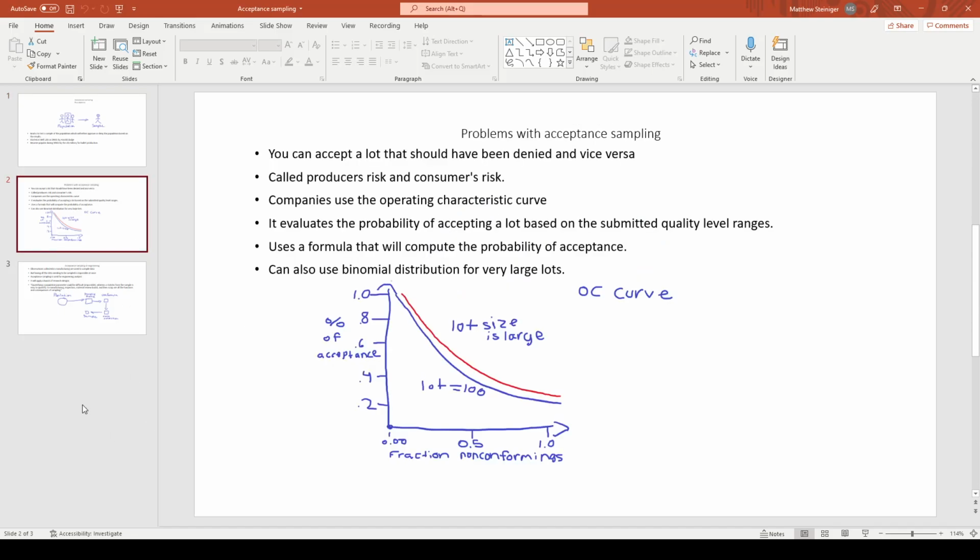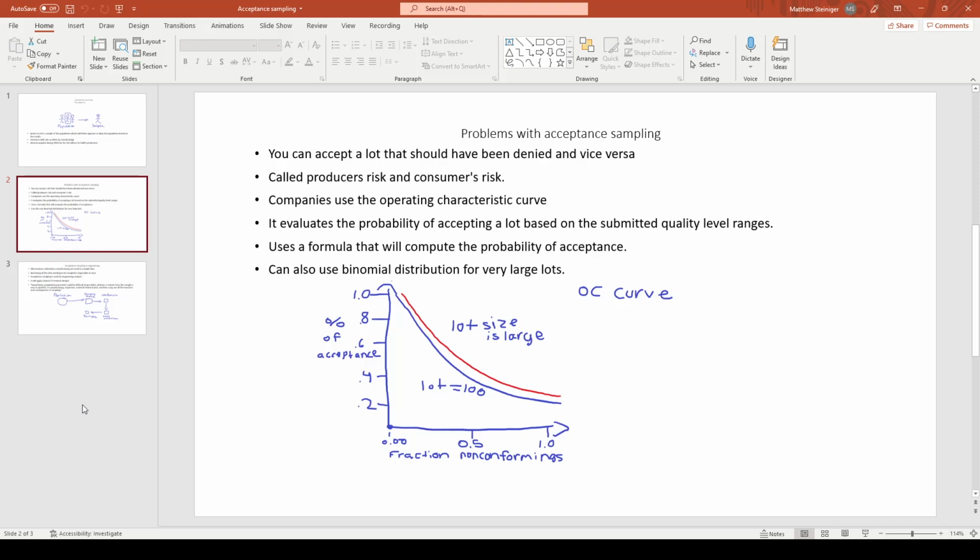The problem with acceptance sampling is that you can accept a lot that should have been denied, and vice versa. What that means is basically you're going to test 1 out of 3 and it's bad, so you deny the lot even though the other 2 could be perfect, and vice versa. It's called producer's risk and consumer's risk. For producers, you have the risk of rejecting a good lot, and for consumers, obviously, the risk of purchasing an item when it could be faulty.